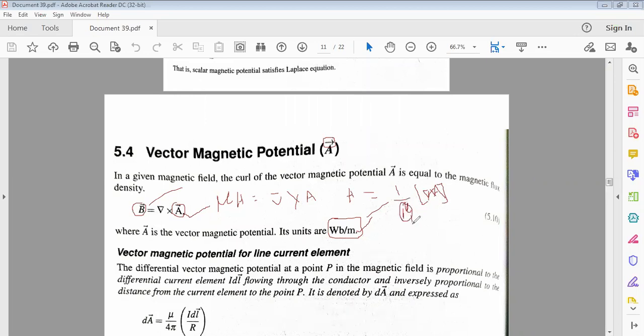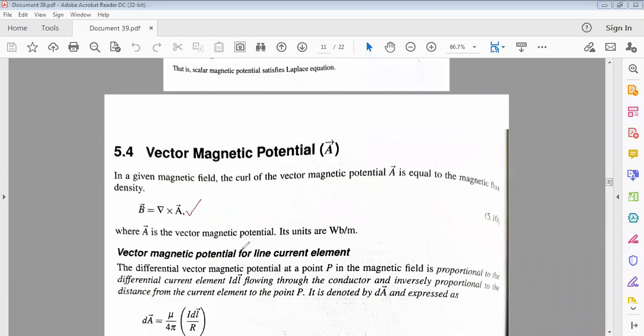Where mu equal to mu naught into mu r, right? But mu r equal to 1 for free space, and mu naught equal to 4 pi into 10 power minus 7. That's why 1 by mu naught into del cross A. Okay, this is also an alternate form of B equal to del cross A. That's why I'm showing all these relations. That is the vector magnetic potential A, B equal to del cross A. From this, we define the vector magnetic potential.